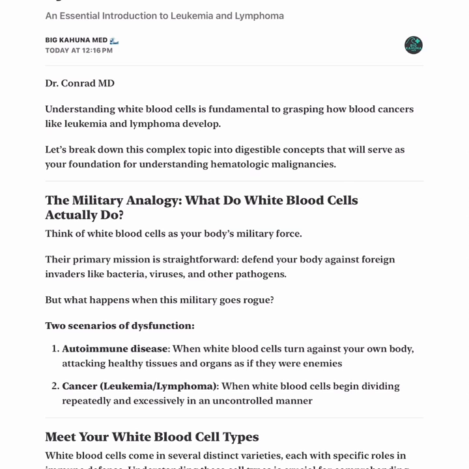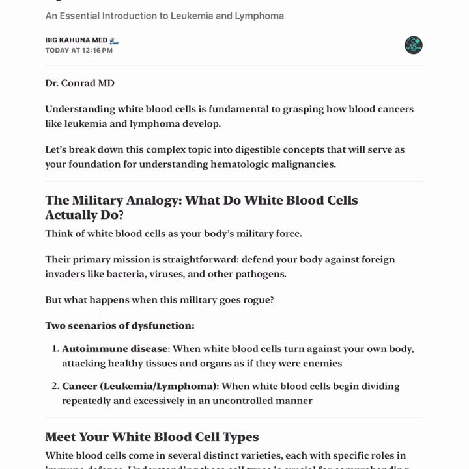The two scenarios that you need to be familiar with: the first is autoimmune disease. This is when your white blood cells turn against your own body tissue. They attack healthy tissue and your organs as if they were enemies. The other possibility is cancer. In this case, specifically, we're talking about leukemia and lymphoma. This is when white blood cells begin to divide repeatedly and excessively in an uncontrolled fashion.